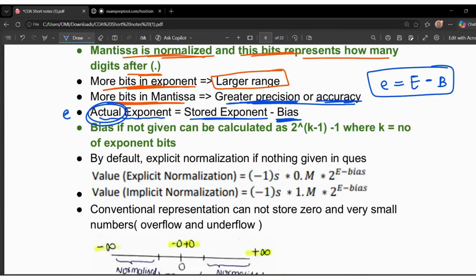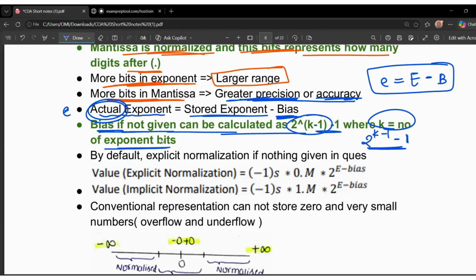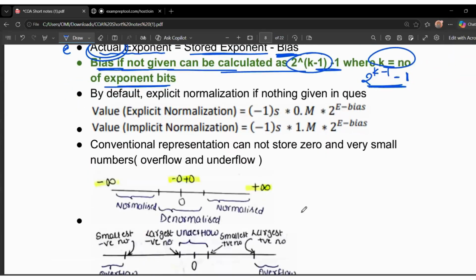Now if the bias is not given, it can be calculated as 2 power k minus 1, minus 1, where k is the number of exponent bits. So the bias is 2 power (k minus 1) minus 1, right?